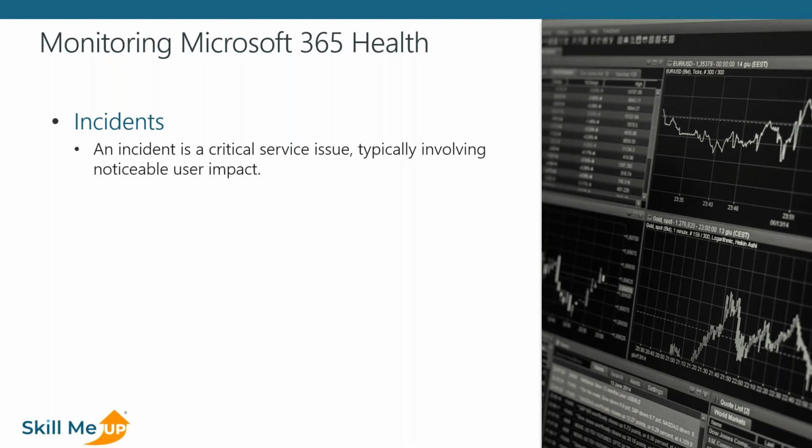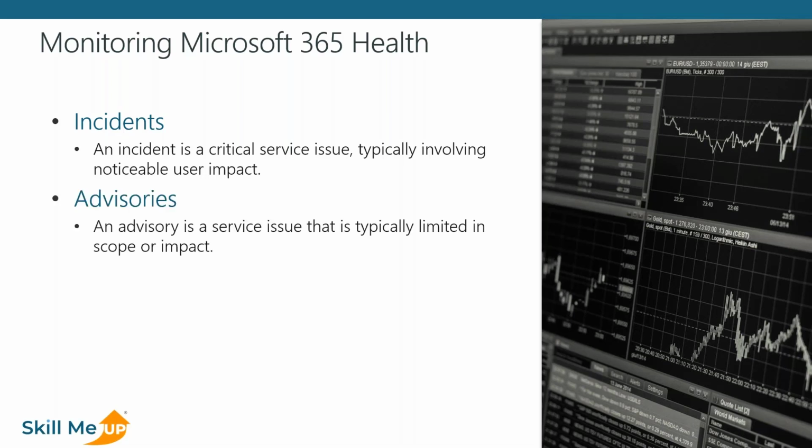We then also have access to advisories. An advisory is a service issue that's typically limited in scope or impact. So for example, SharePoint Online or OneDrive for Business tends to have very regular service advisories, just something unique that's happened and it's being looked at. You also then have access to the history, anything in the past. So if you wanted to know, well, hey, something happened a month ago and it impacted one of our users, you could go back through the history and see if there was a specific advisory.